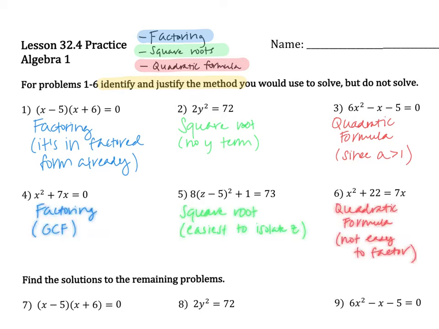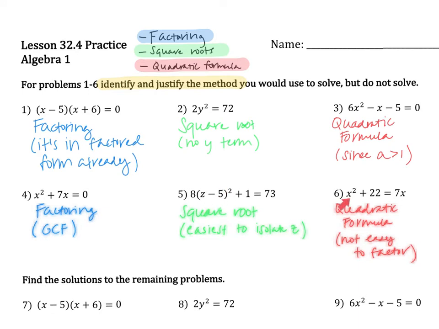All right, let's go over our results. For number 4, I said it was easiest to solve by factoring since you can take the greatest common factor out of x and be left with a monomial times a binomial. Therefore, you can use the zero product property pretty easily. For number 5, I had to think about this for a while, but I would say square root is the easiest method since we can isolate z by subtracting 1, dividing by 8, then taking the square root, and then adding 5 to our answer.